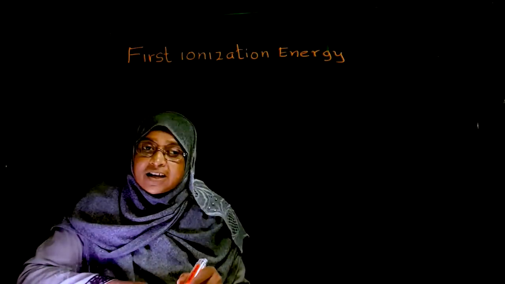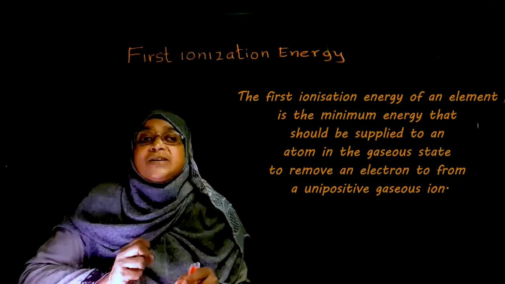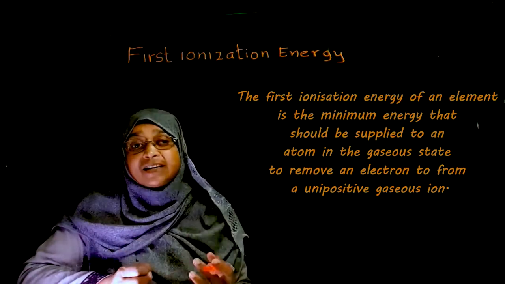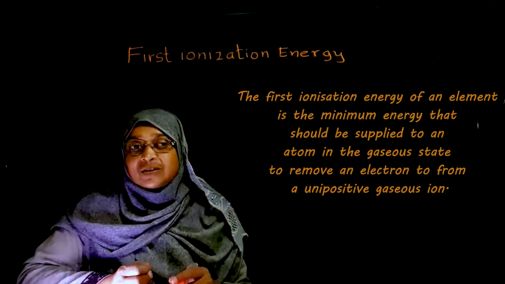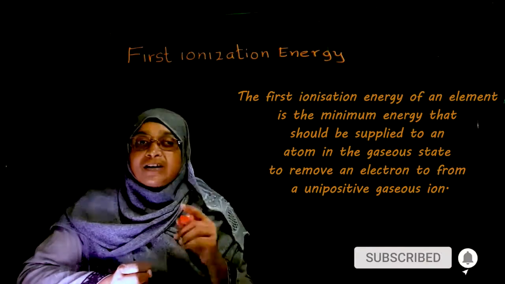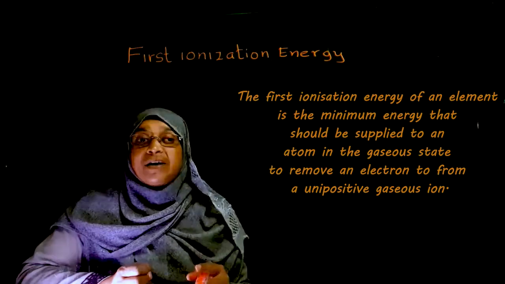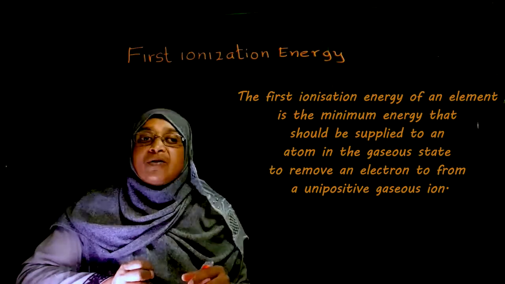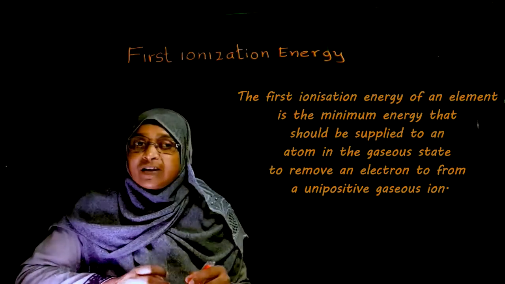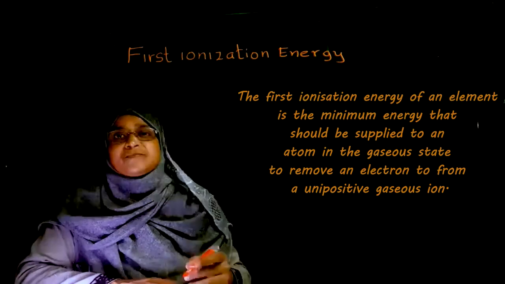Ionization energy is the energy needed to supply against the nuclear power to remove the electron. Then the first ionization energy is the minimum energy needed to supply against the nuclear power to remove one electron and make a unipositive ion.